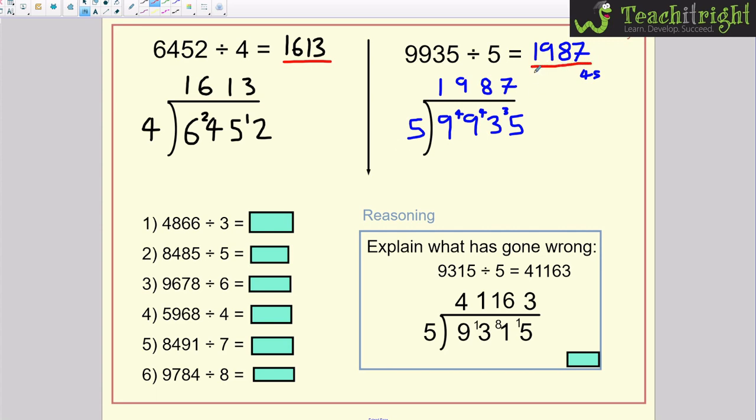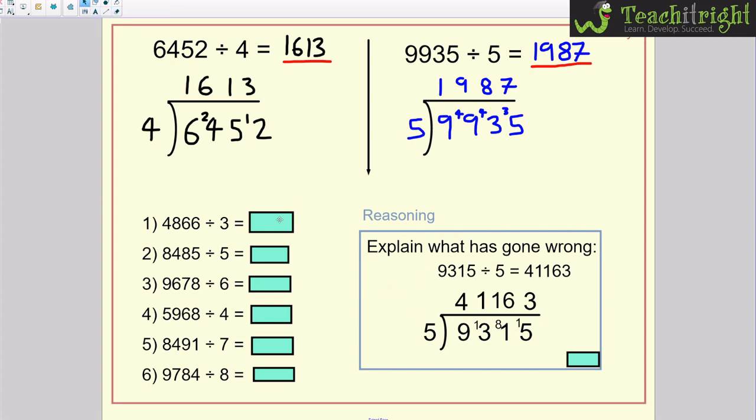So everybody, those are 2 examples of how we deal with numbers when they don't go in exactly and we have these remainders, these leftover numbers, and how we carry them down to the next place value and use them there. Please have a go now for me at questions 1 to 6. Give it a go, pause the video, and come back when you've had a go at the answer, including if you'd like to have a go at this worded question or this reasoning question.